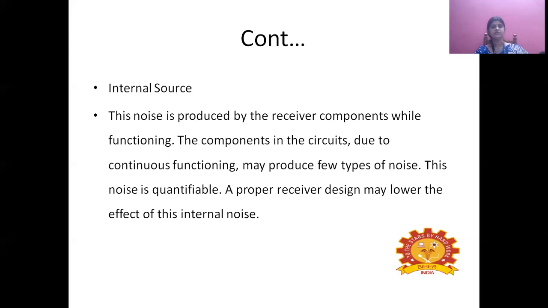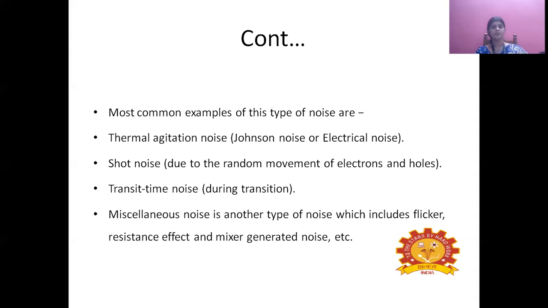So the next one is the internal source. Internal noise: the source of this kind of noise is the receiving components itself. It is the components present in the receiving system. The components in the circuits, due to continuous functioning, will produce a few types of noise. This kind of noise is quantifiable. Therefore, a proper receiver design may lower the effect of this internal noise.